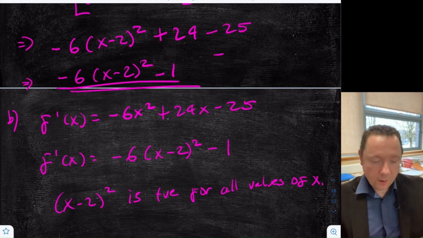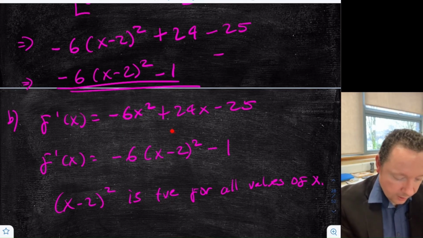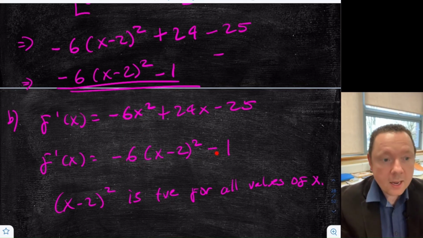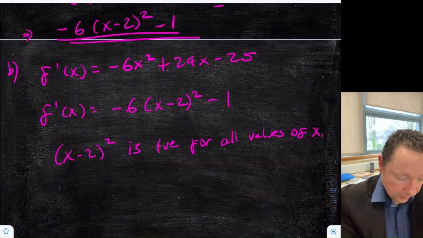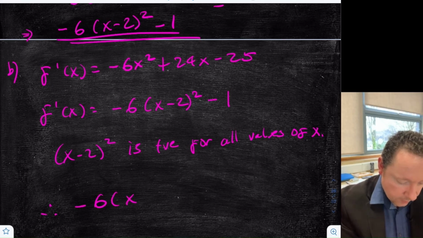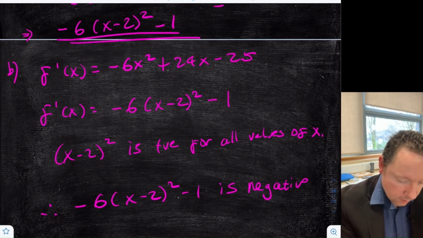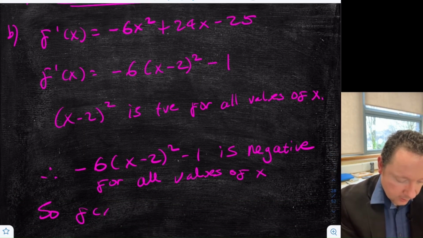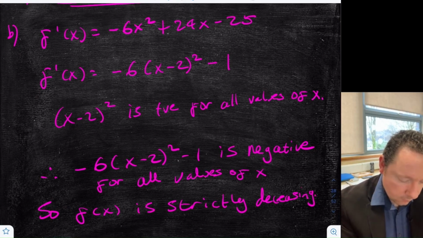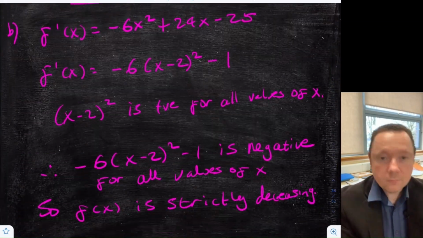And that means that when I've got a positive times a negative, that is a negative. Take away another one gives me a negative as well. So all I need to then say is, therefore, minus 6(x minus 2) squared minus 1 is negative for all values of x. So f of x is strictly decreasing. And we're done there.